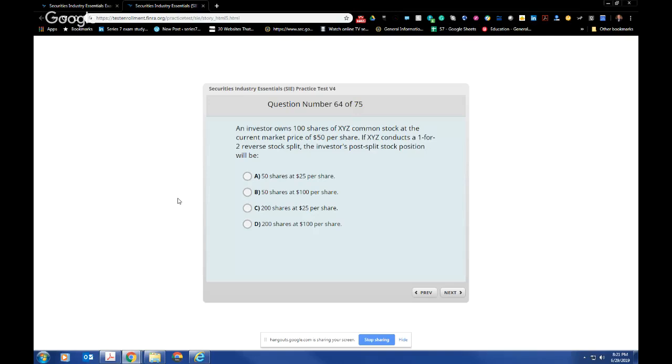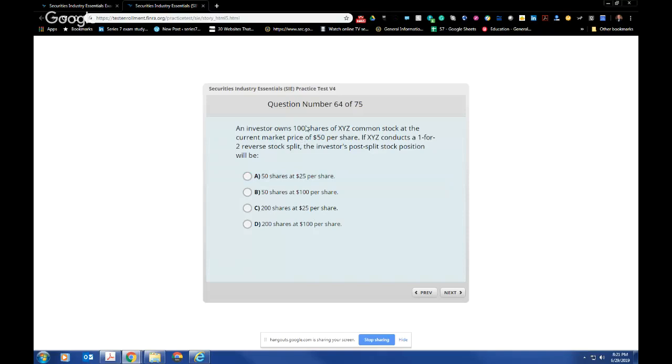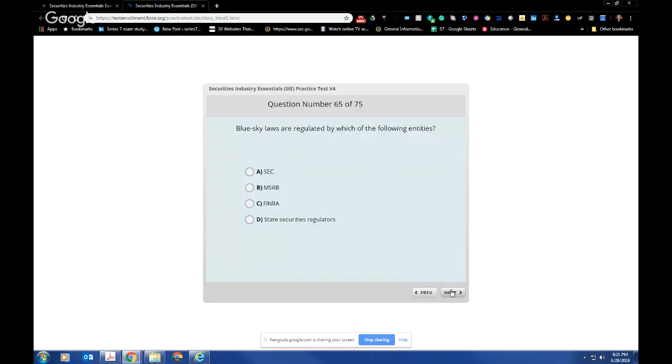let's see, so we owned 100 shares at 50, so now we're going to own less shares for more. So we're going to own 50 shares because it's half, and since it's 1-for-2, it's double. So it's going to go up. So it's going to be less shares, more. And the only one that gives you less shares worth more is B. A lot of times they give it to you that way.